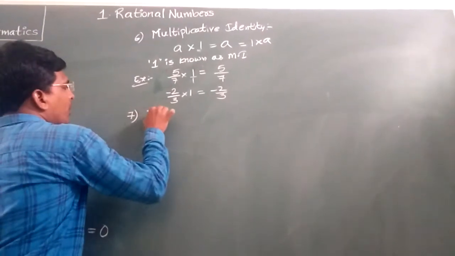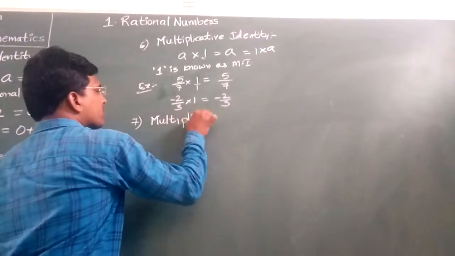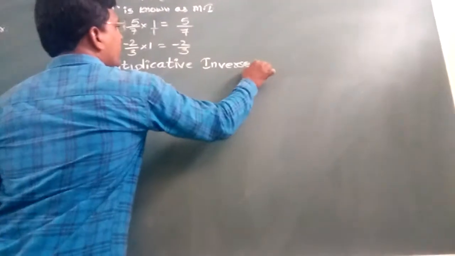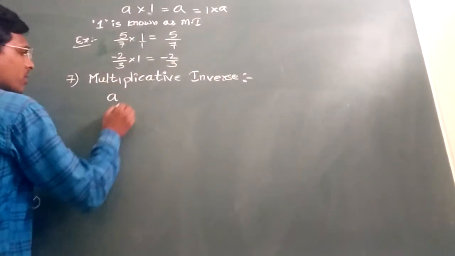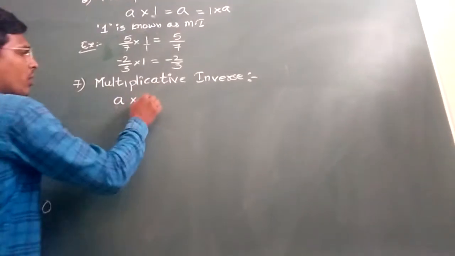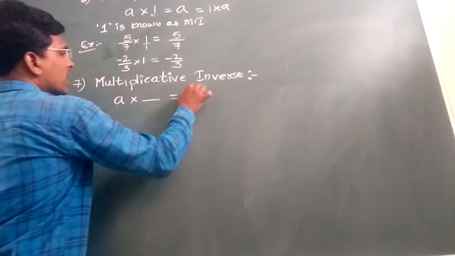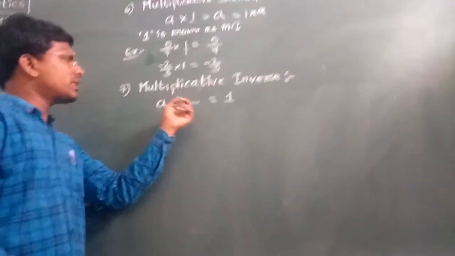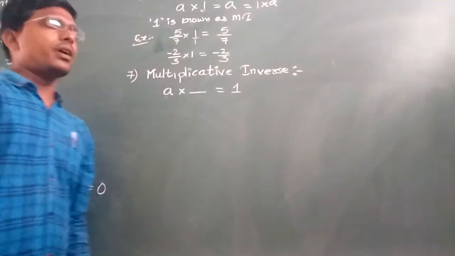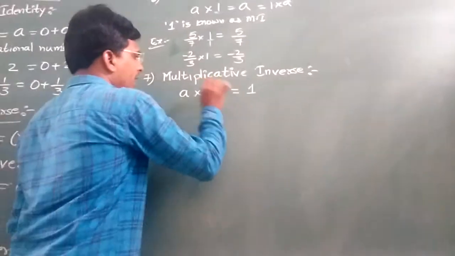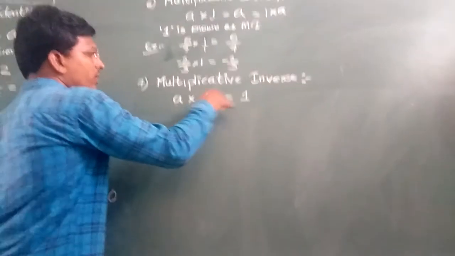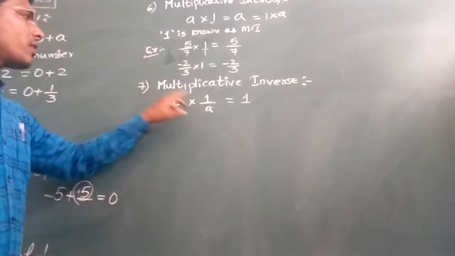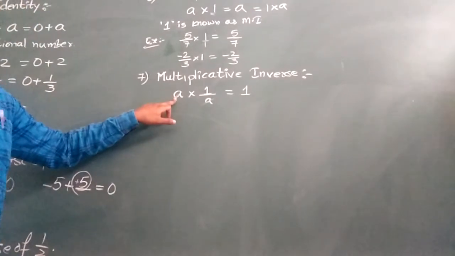And the next property, multiplicative inverse. So multiplicative inverse means, if you take any rational number and multiply it with some number, you should get the answer as 1. So here I am taking 1 by a. See, a will be cancelled and we get the answer as 1. a into 1 by a is equal to 1. Here 1 by a is the multiplicative inverse of a.